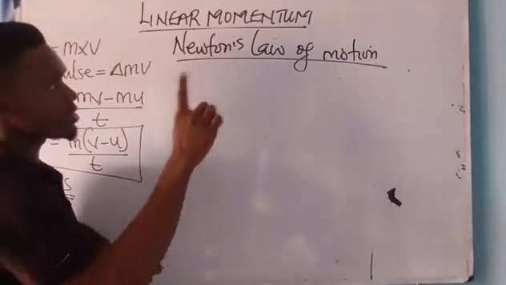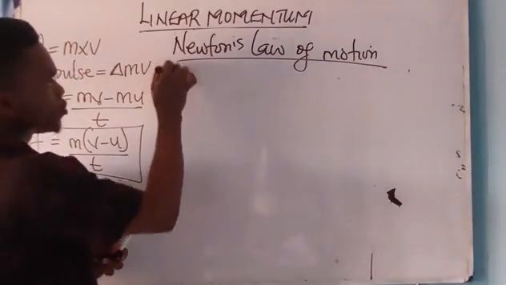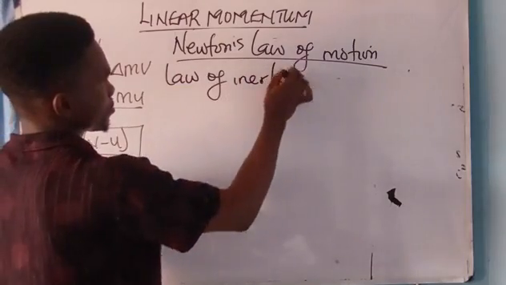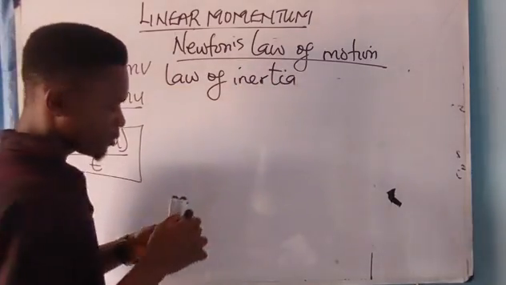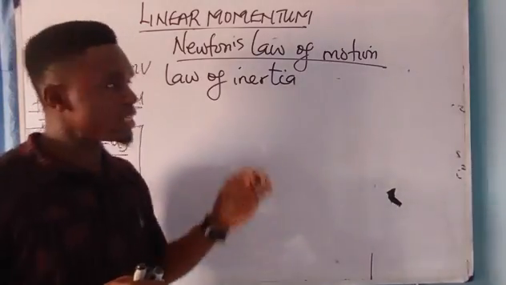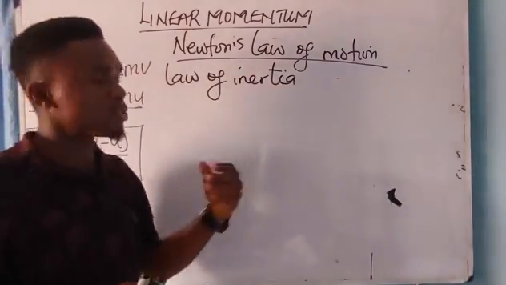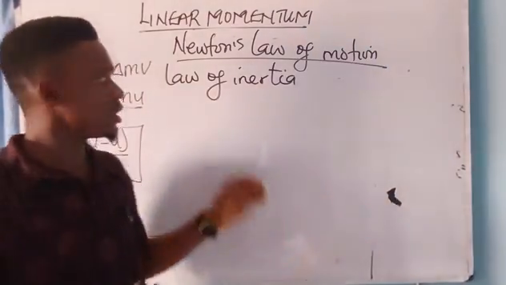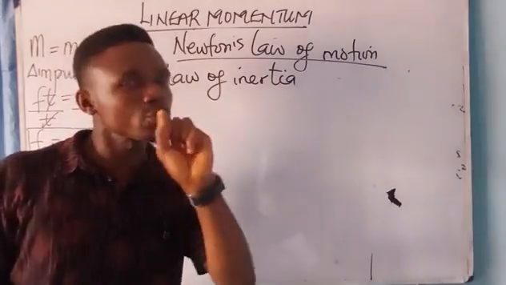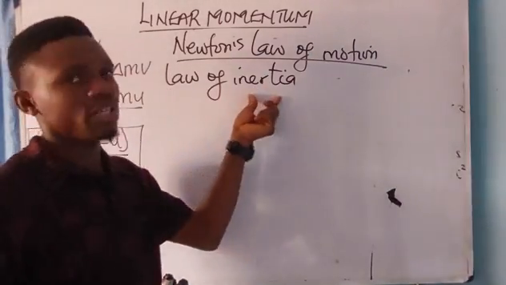Please, Newton's first law of motion is also called the law of inertia. Inertia of a body means the reluctance of such a body to start moving, or to be in motion. That's called inertia.